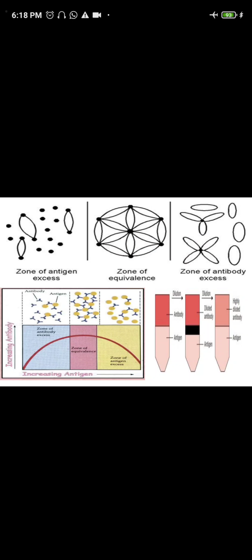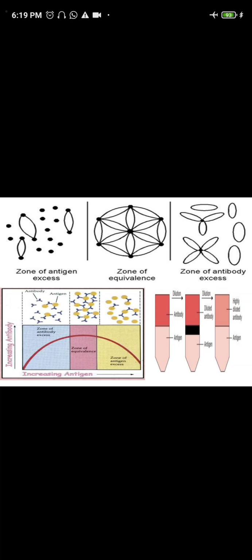When such a complex is formed, you will be able to see the precipitation reaction. You can represent this in the form of a graph. When there is excess of antigen, the reaction may be happening, but you cannot see it. The reaction reaches its peak when all the antigens combine with the antibody, and you can see the precipitation reaction. Later, when there is excess of antibody, again you cannot see it. Maybe the reaction is happening, but you cannot see it because one of them is in excess. So this is the lattice hypothesis which was put forward by Marrack.